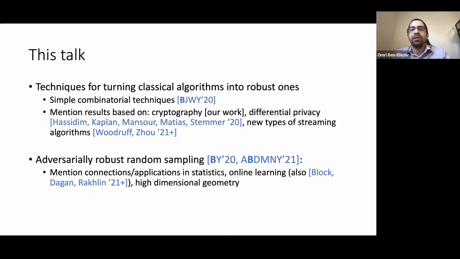And I'll also mention more advanced results based on cryptographic assumptions, using differential privacy tools, and using a new class of streaming algorithms that were developed, in some sense, inspired by this adversarially robust context. Another front that I will discuss is related to the robustness of random sampling against an adversary. Again, I won't go into too much detail, but I will mention some connections to statistics and to online learning, and what these kinds of results imply in high dimensional geometry, for example, as one example.